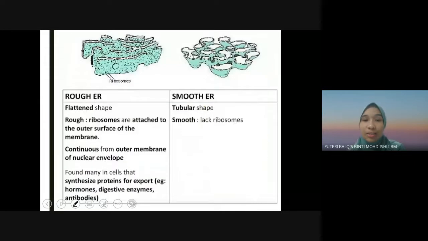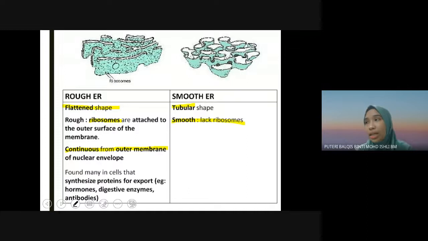Okay, ada banyak lagi yang actually you can discuss. Okay, macam siapa cakap tadi? Anas Shafri cakap, Shafri ke yang cakap panjang-panjang pendek-pendek? Okay, rough ER flatten. Dia ada flatten shape. Okay, flatten. Kalau untuk smooth ER tubular. Okay, tubular macam bulat-bulat macam Syafri cakap. Okay, flatten, tubular shape. Rough ada ribosom. Jude Rush cakap ada ribosom. Smooth lack ribosom. Okay, and rough continuous from outer membrane of nuclear envelope.